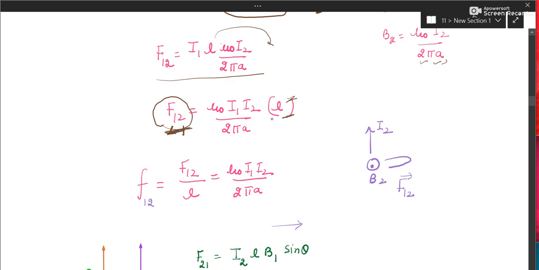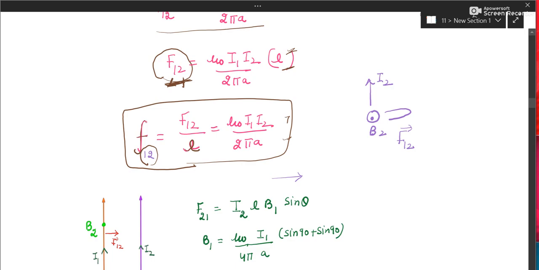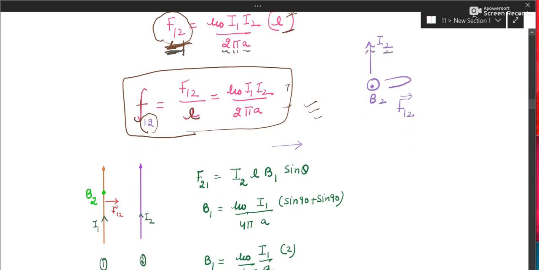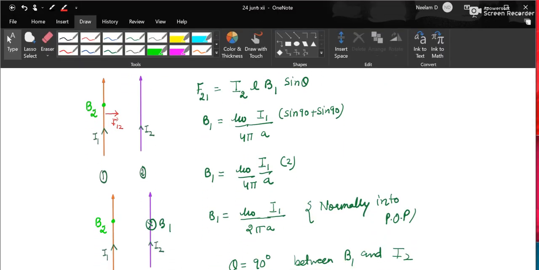Now in next, I want to find out force per unit length. This small f is force per unit length. I'm dividing both sides by L, so L is cancelled from here. So this is the expression for force per unit length. This is half the expression. Now I have to talk about its direction also, but we will do it at last. Half part is still left.